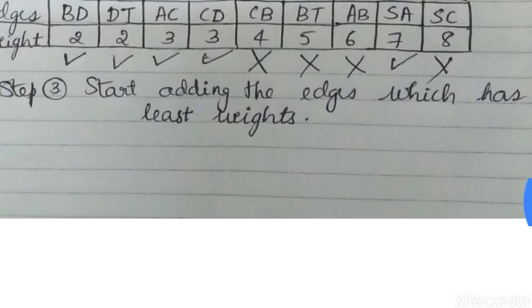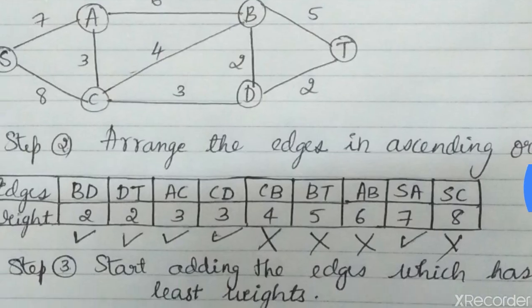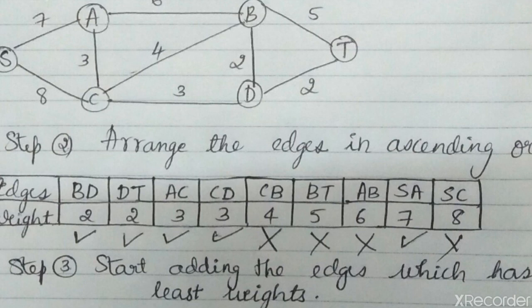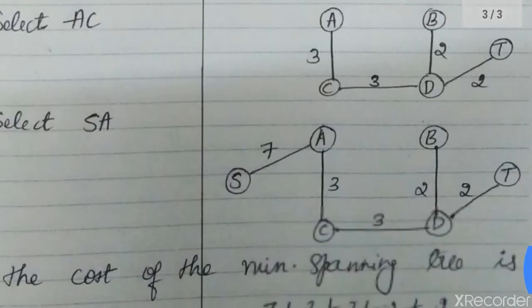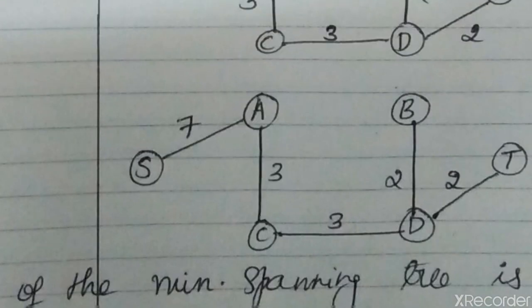Now you can check here that you should have V minus 1 edges. Here you had a total number of vertices of 6, so you should get 5 edges. They are BD, DT, AC, CD and the last is SA. So in total you are getting 5 edges. So this is your final minimum spanning tree, by using Kruskal's algorithm.